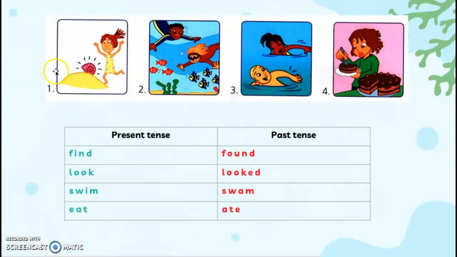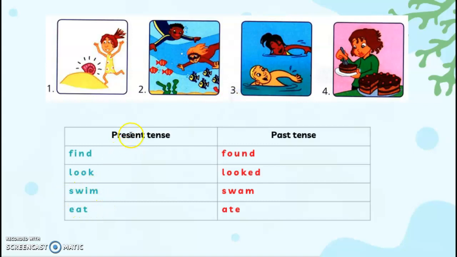Okay, so basically there are 4 pictures given to you with 4 different actions. If you look at the first picture, a girl finds a shell. So find for present tense, for past tense we say found. And then for the second picture, a girl and a boy are looking at fishes. So look, and for the past tense we say looked.